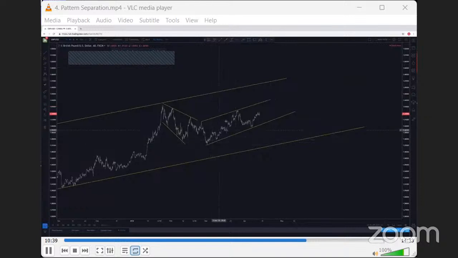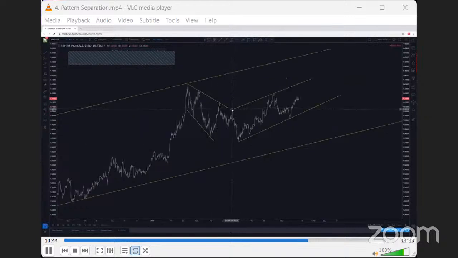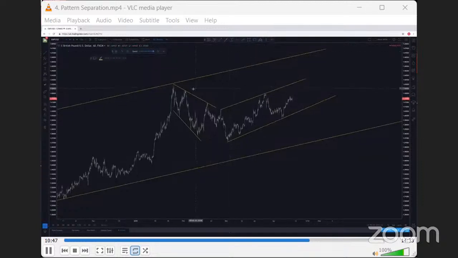So this is why the pattern separation is key, because we have point 1, point 2, and rather than having the trend line from here like this to say there's the rejection, we then move it to here and say this is the rejection, and then it doesn't reject here.